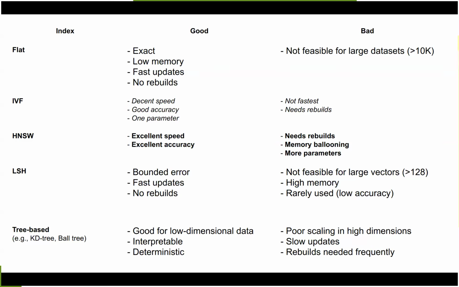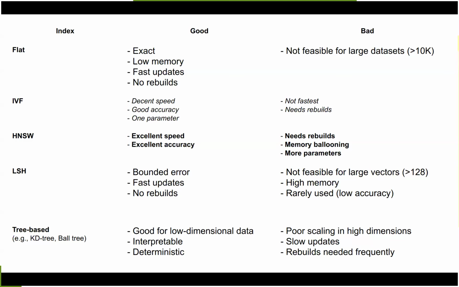HNSW has excellent speed, excellent accuracy, but it needs rebuilds again. And also the memory consumption of HNSW is even worse than clustering because of the multiple layers you have. And usually the edge list size is also big, like 64, 32 edges you are connecting to. This is not the case for IVF or cluster-based indexes.